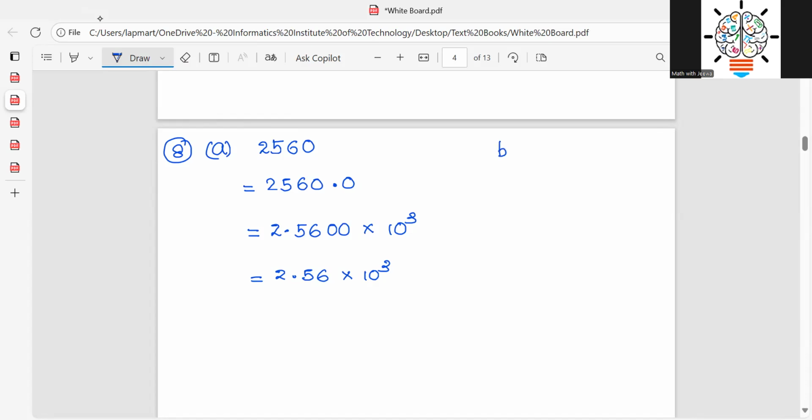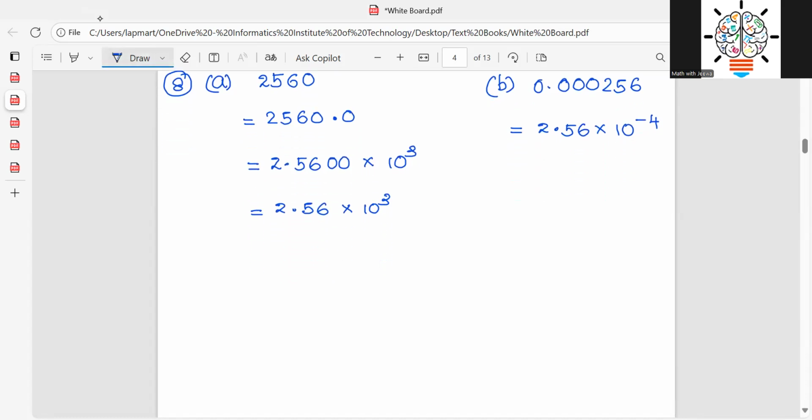So then the part B, I have 0.000256 here. I don't need to find the decimal, already it is there. 2.56. How many steps should I go now? Back 1, 2, 3, 4. So then this should be -4. Okay. Then we will move to question number 9, the word problem.